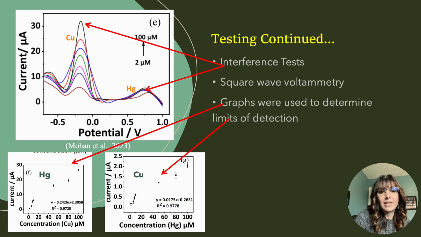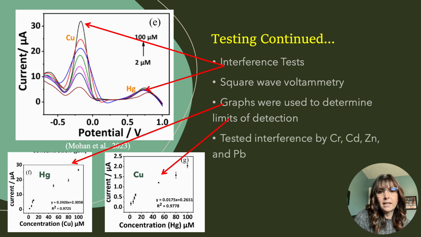They then used the data and linear regression models to find the slope and regression coefficients for both metals. This led to calculations for the limit of detection, which was 2.625 micromolar for copper and 9.248 micromolar for mercury. They then tested interference with chromium, cadmium, zinc, and lead and found that they did not interfere even though they were in the matrix.